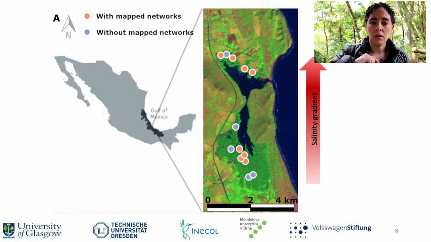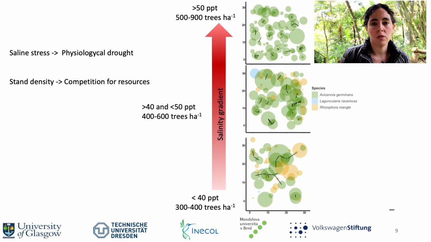This provides an annual round salinity gradient increasing from south to northward direction. And within 8 plots we were able to map all trees and their root connections. So these 3 plots out of 8 are the ones representing the lowest, the mid and the highest salinity concentrations in the range between 30 parts per thousand up to 60 parts per thousand. And somewhere in the middle we have between 400 and 600 trees per hectare, being the minimum 300 and the maximum 900 trees per hectare.